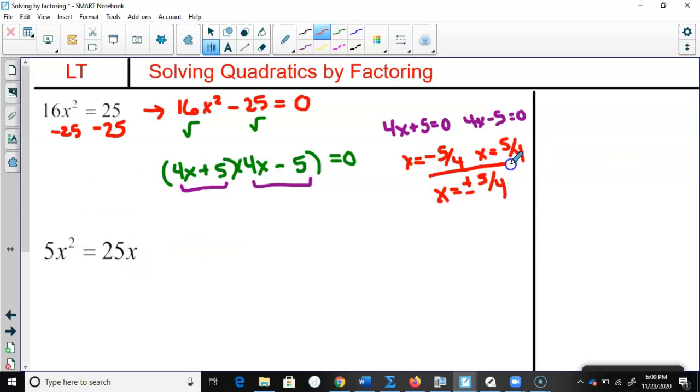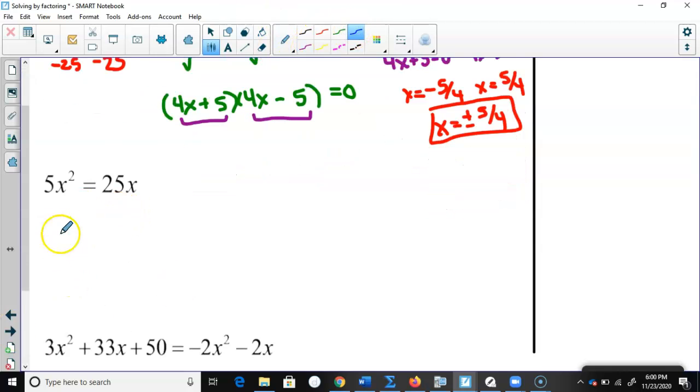Okay, we're done on that one. Let's look at the next one. On this one here, we have 5x squared is equal to 25x. Again, what I want to do is subtract 25x because I want this side equal to 0. I get 5x squared minus 25x equals 0.